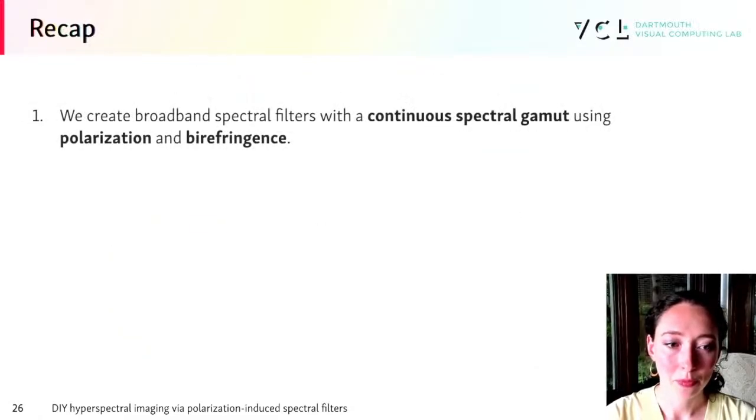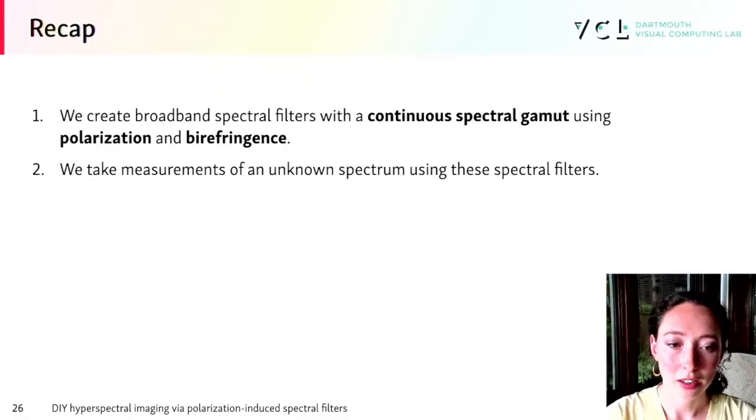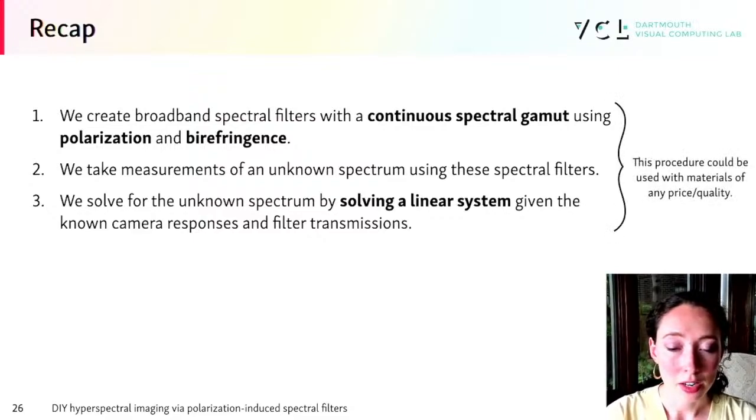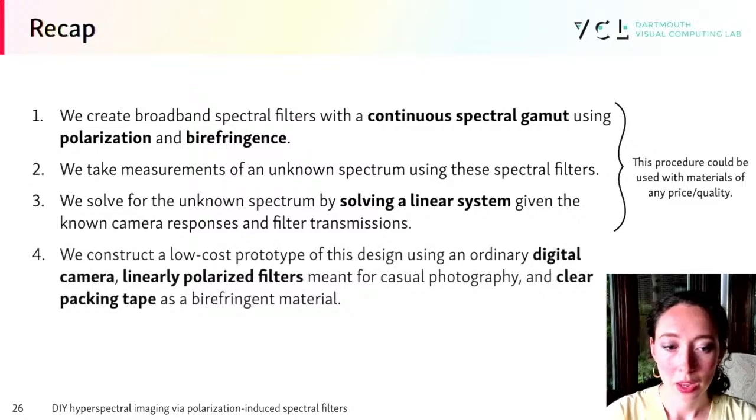To recap, we created broadband spectral filters with a continuous spectral gamut using polarization and birefringence. And we can take measurements of an unknown spectrum or scene using these filters. We can then solve for the unknown spectra by solving a linear system given the known camera responses and filter transmissions. And in theory, we could use this procedure with materials of any price or quality level. But we construct a low-cost prototype of this design using an ordinary digital camera, linearly polarized filters designed for casual photography, and clear packing tape as the birefringent material.